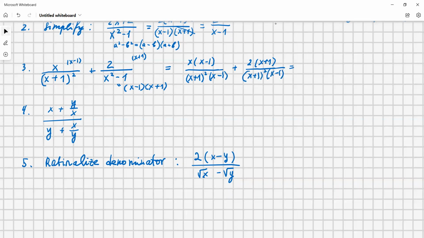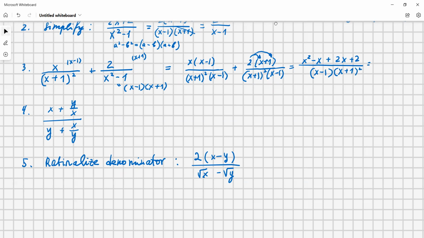Now, when I have the same denominators, I can add numerators. To make it a little easier to do the addition, I'm going to open parentheses right away. So x multiplied by x is going to give me x squared. X multiplied by -1 is minus x. For the second fraction, we multiply 2 by x and 2 by 1, and 2 by 1 is just 2. The denominator is going to be the same, x minus 1 and x plus 1 squared.